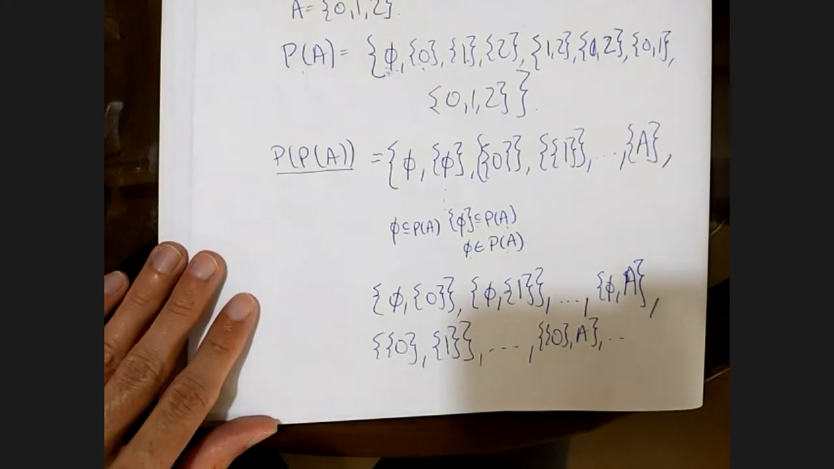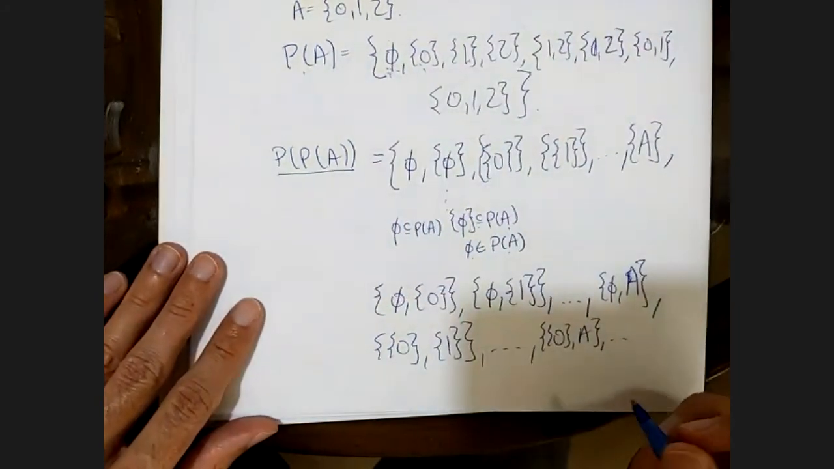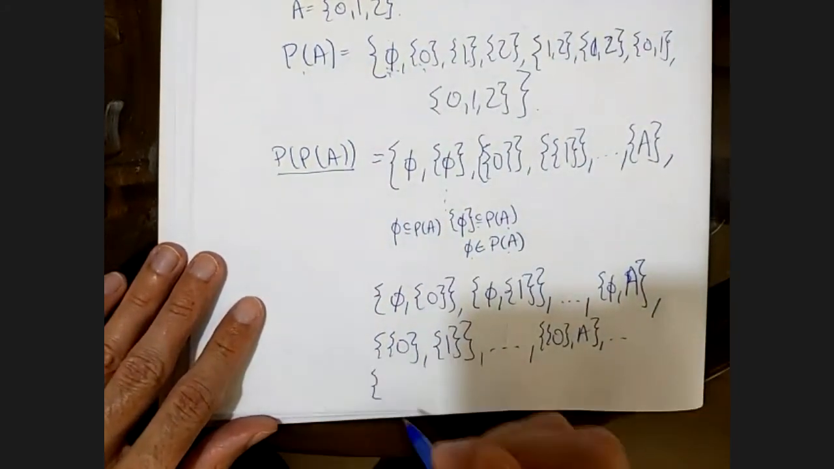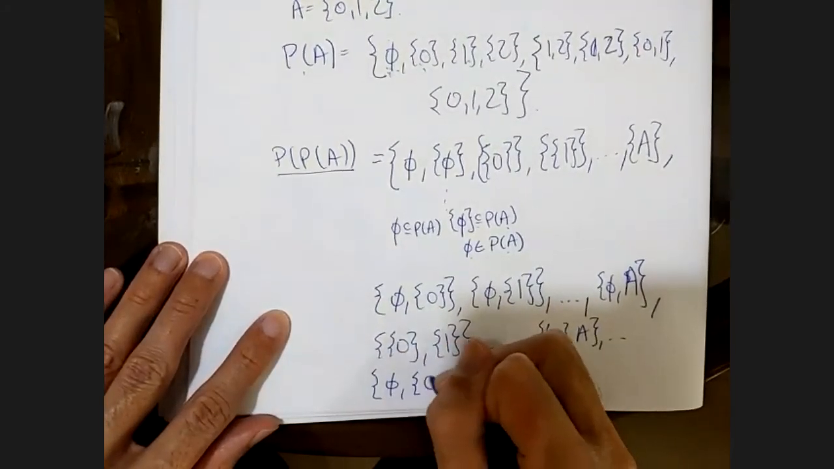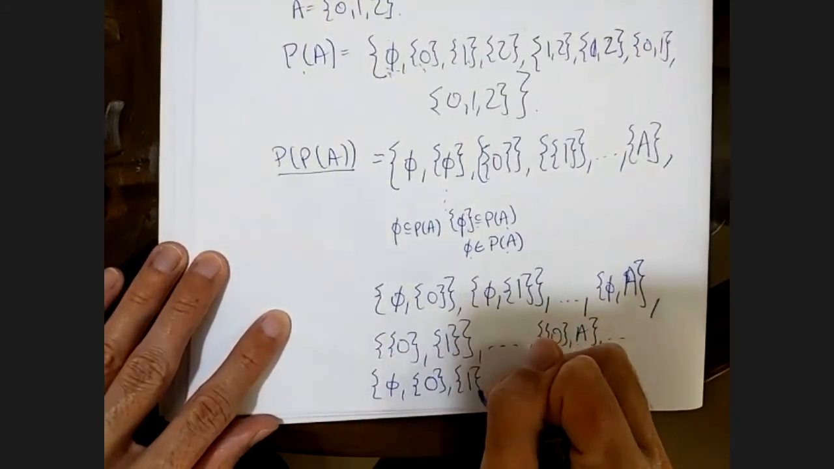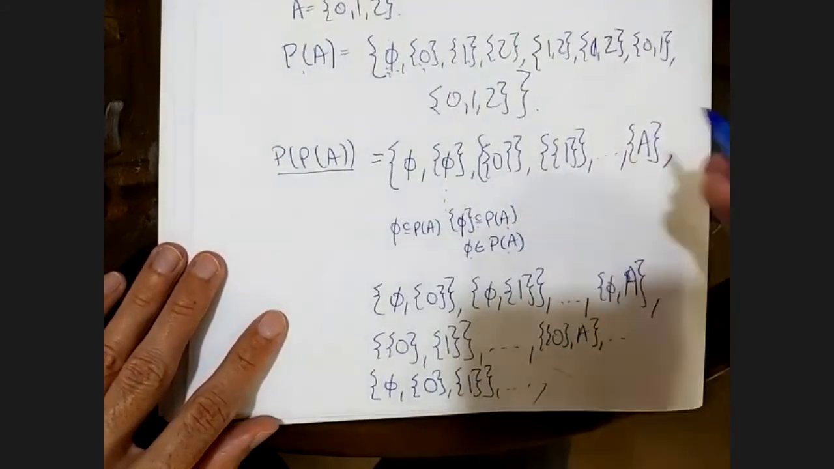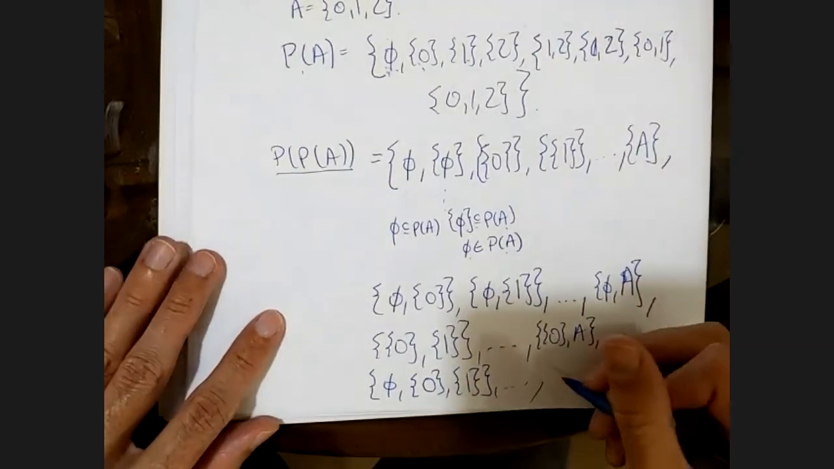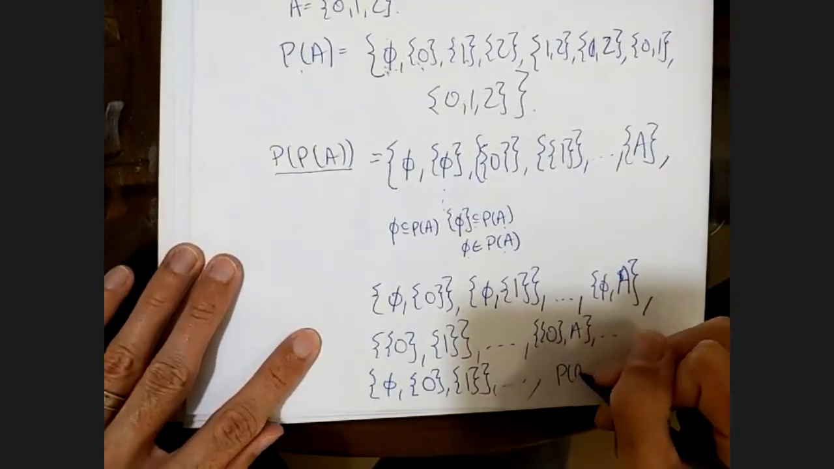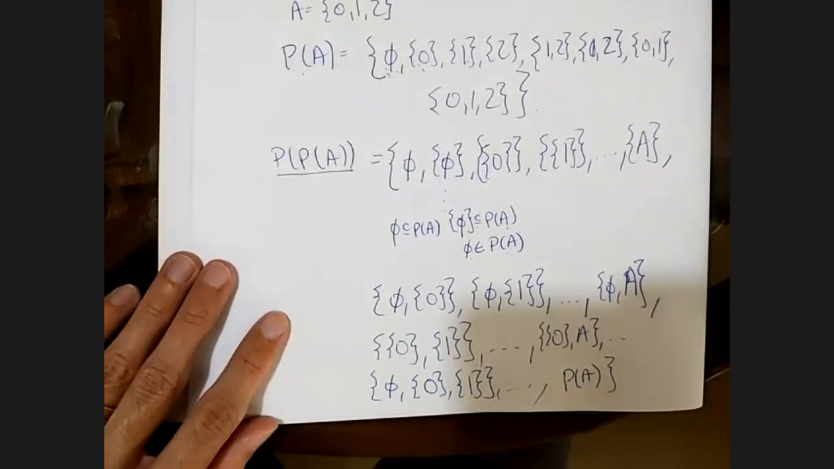Okay, and I can keep on going. Then I can put 3 things together, you know, like and then I can put 4 things all together. And then I can put everything together. Power set of A is also an element. So there's a bunch of different things that go in there.